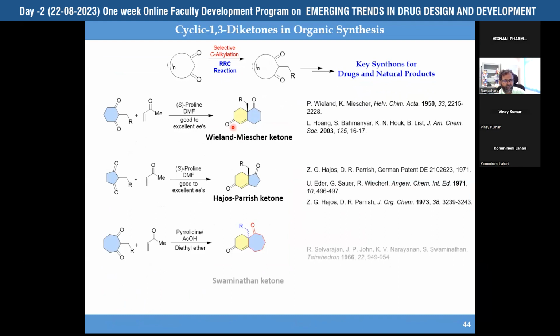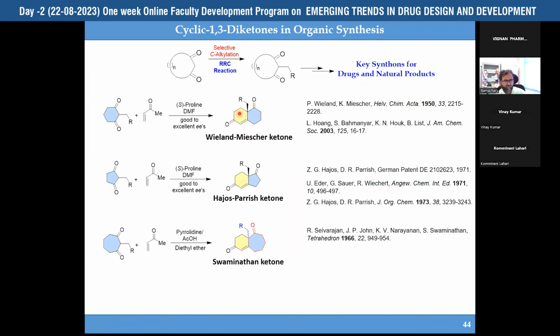You take this kind of compound and use proline-based catalysis. This was first developed in 1907. In 1950 the racemic one was made, and in 2003 the mechanism was understood. And this is the Hajos-Parrish ketone, from 1971. This is the one that started proline chemistry, proline catalysis. So the Hajos-Parrish and Wieland-Miescher ketones are the two ketones that started asymmetric organocatalysis.